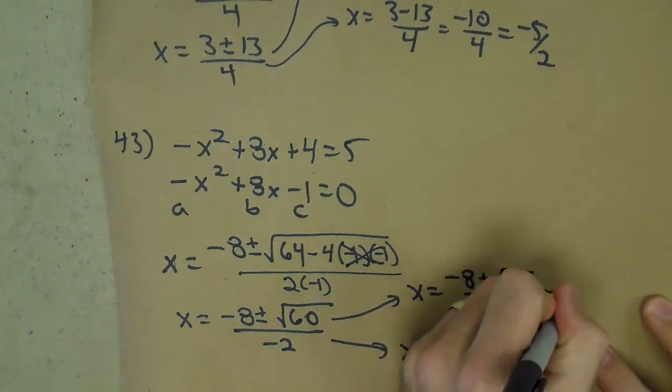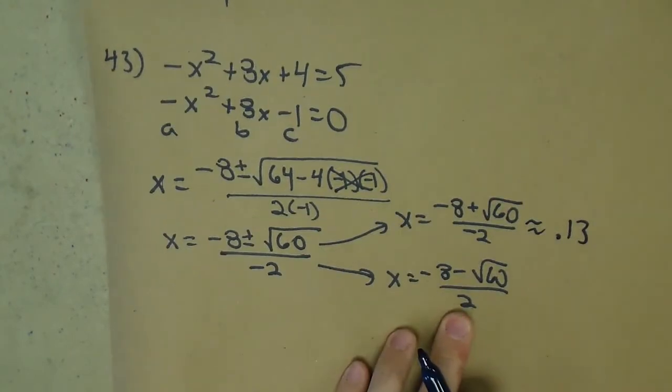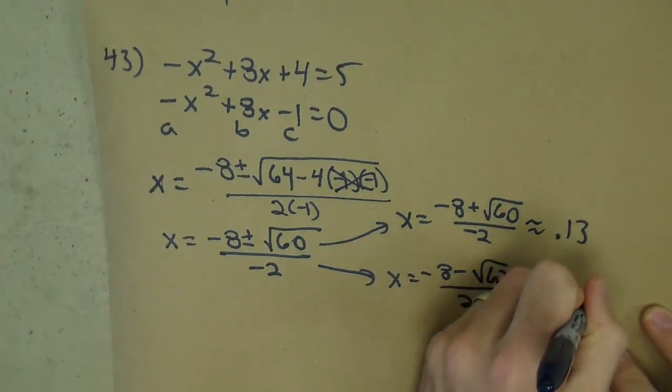Get about 0.13 for the first one. Second one, I get about negative 7.87.